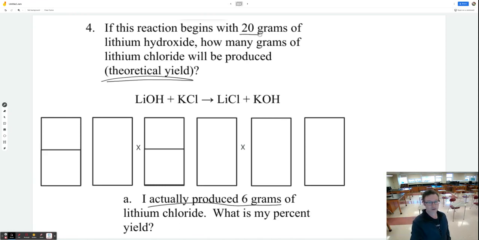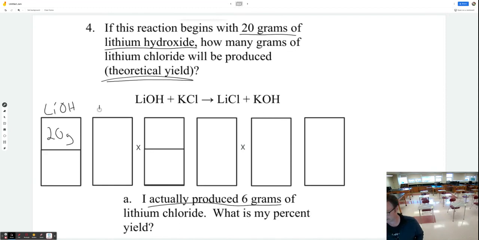We're beginning with 20 grams of lithium hydroxide. This will be moles of lithium hydroxide. Down here is the coefficient of lithium hydroxide, and we're trying to find lithium chloride. So that's our unknown, our answer is going to be in terms of lithium chloride. So we'll just label these boxes.